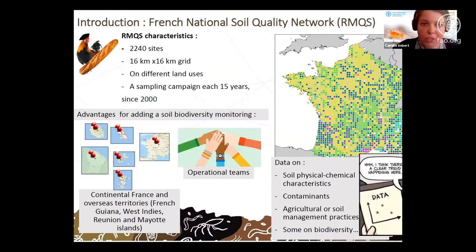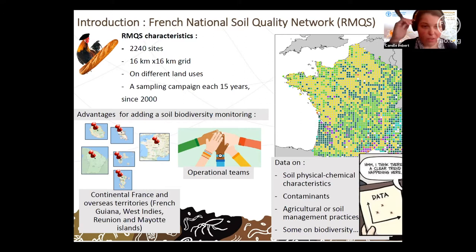In France, we have the French National Soil Quality Network, called in French the RMQS. It is a pedological survey, composed of 2,240 sites spread almost over all the French territory, according to a grid of 16 kilometers by 16 kilometers. The sites can be of different land uses, like agricultural areas, orchards, pastures, forests, grasslands, gardens also. Each site is sampled every 15 years. We started the first campaign in 2000, and right now we are in the second sampling campaign.